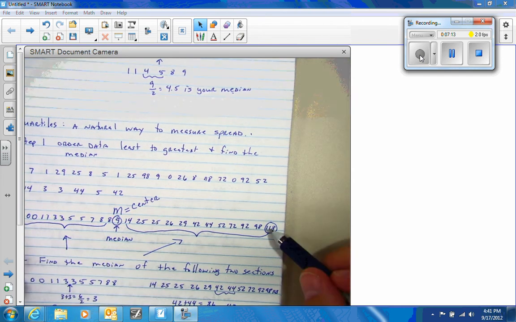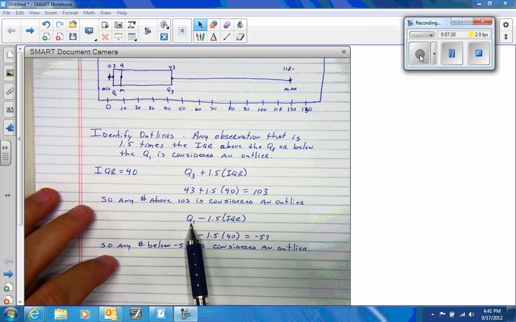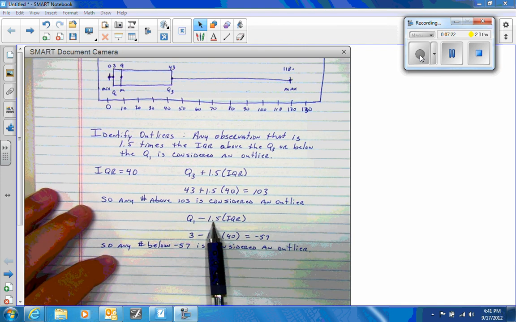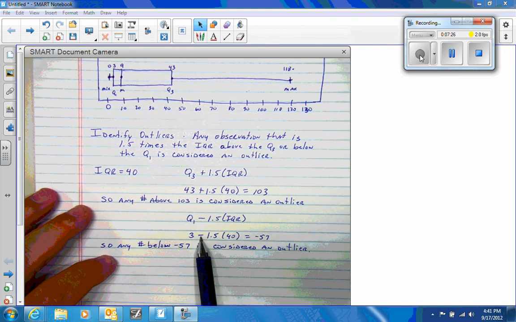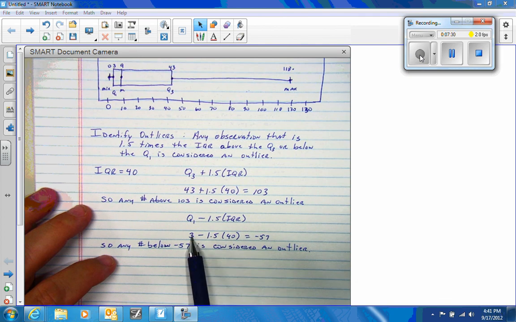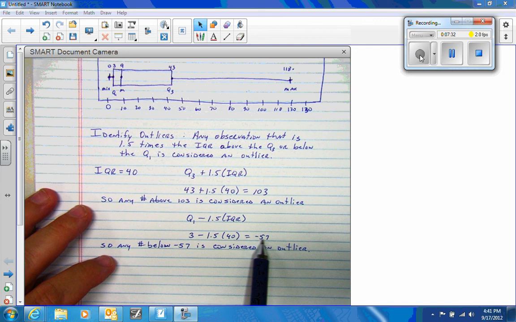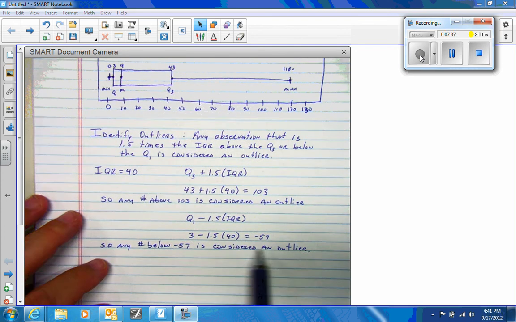Okay? Now, how do we figure out the other one? Well, if you use your Q1 and you subtract 1.5 times the IQR, you will get 3 minus 1.5 times 40, which is again 60. So 3 minus 60 is equal to negative 57. And any number in your data that is below negative 57 is considered an outlier.